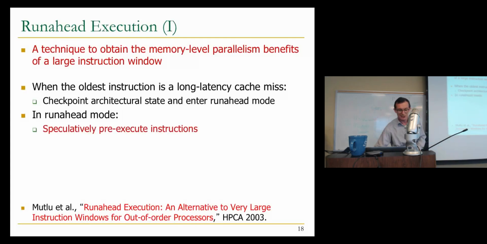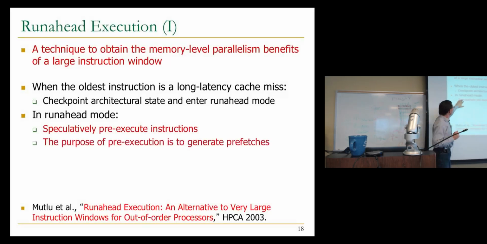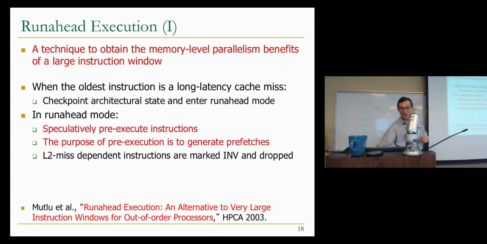What does this mode mean? In this mode, you speculatively pre-execute the instructions. The goal is just to get prefetching. Pre-execute the program such that you can get to those cache misses that you would otherwise not have gotten to because your window is small, so that you can start those cache misses early. Eventually, when the original cache miss that led to this run-ahead mode returns from memory, you go back to the checkpoint and reprocess all of the instructions. Make sense? So it's purely speculative, and the purpose of this execution is to generate prefetches.